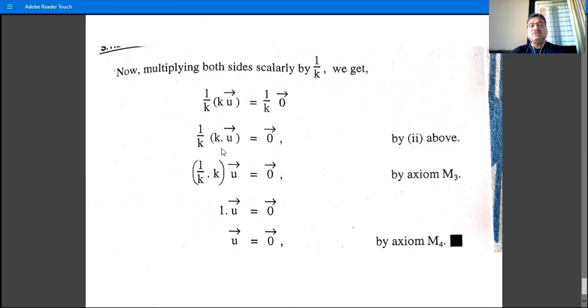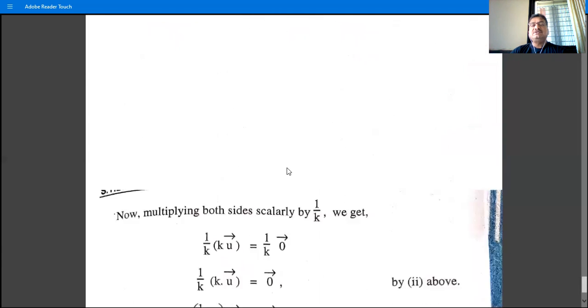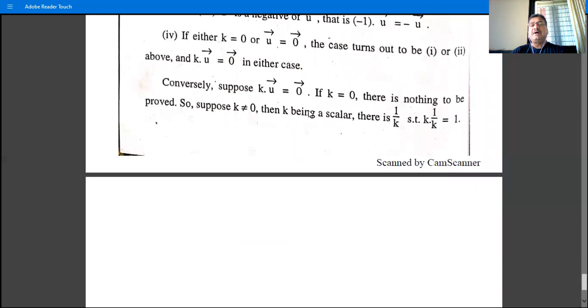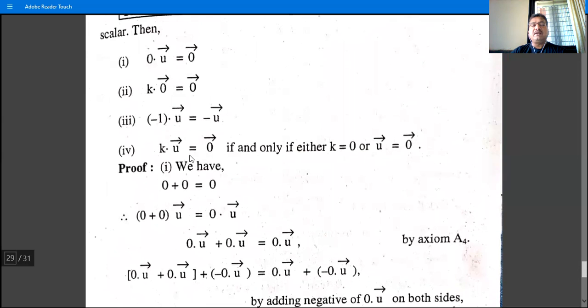And 1 by k into k u bar, by using axiom number m3, k l u bar is k into l u bar. And then 1 by k into k is 1, because 1 by k is the inverse of k, and 1 into u bar is u bar, and so we have u bar is 0. That is, if k is not equal to 0, then u bar is 0, and therefore this proves that ku bar is 0 bar if and only if either k is 0 or u bar is 0 bar.